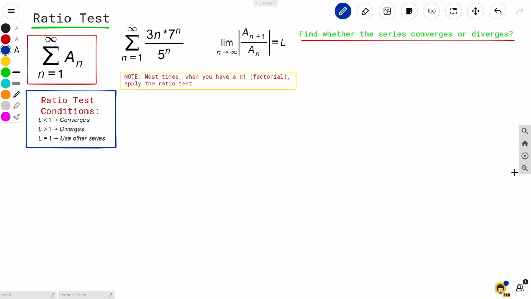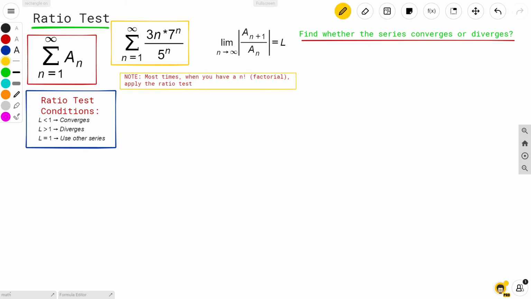Hello guys, so in this video, or in this example, we're going to find out how to apply the ratio test given this type of formula. So one thing I did make a note of is you want to apply the ratio test every single time, or most times, when you have n factorial. Now notice on this term we don't have it, but that's just one note that I feel like people need to know. So when you see n factorial, apply ratio test.